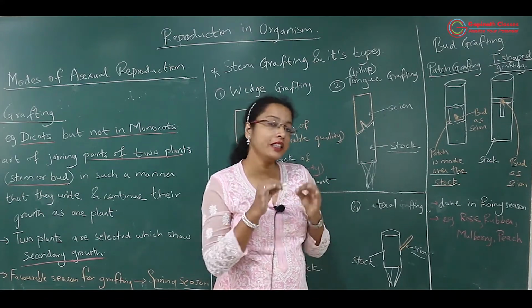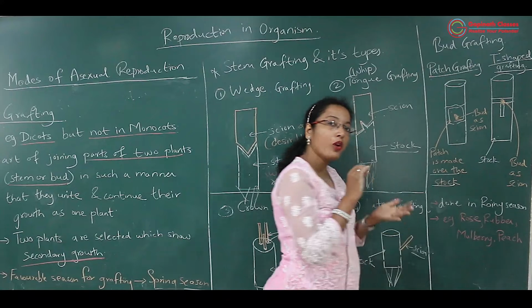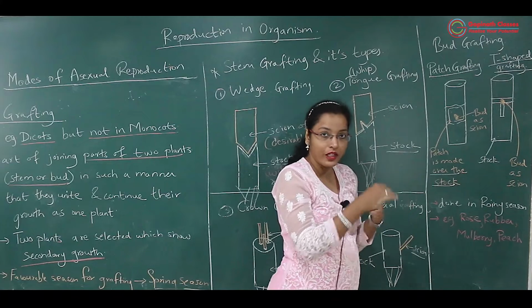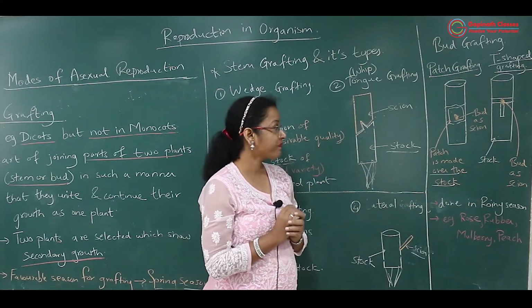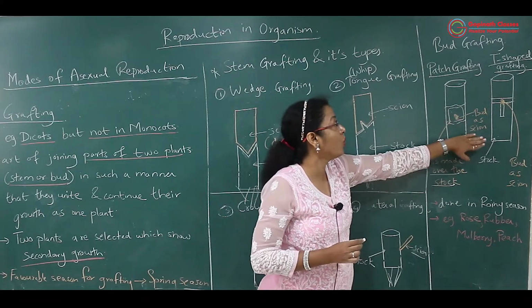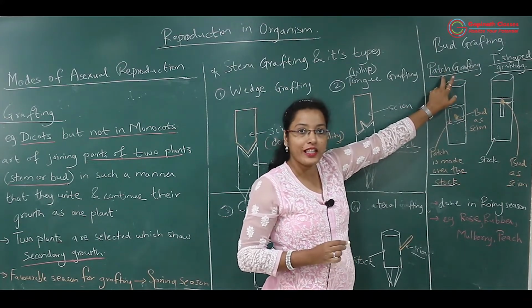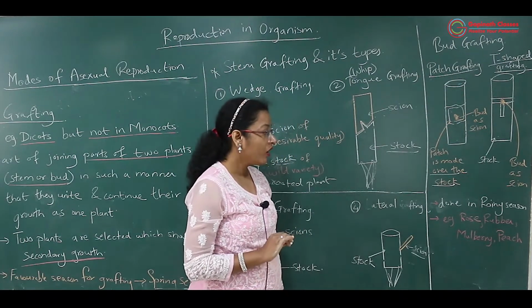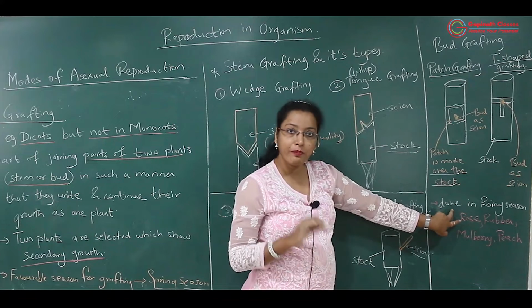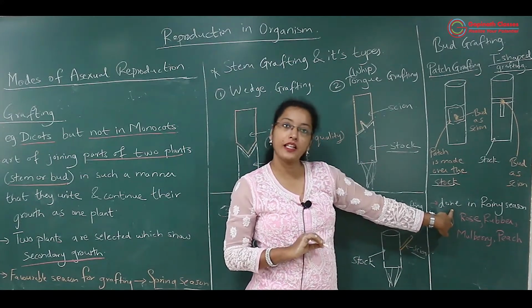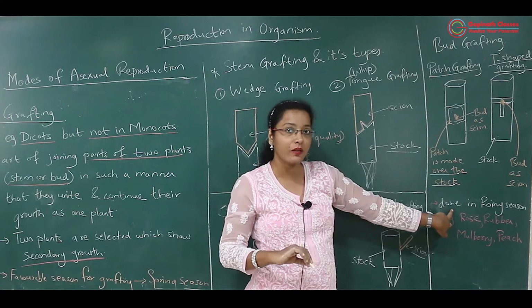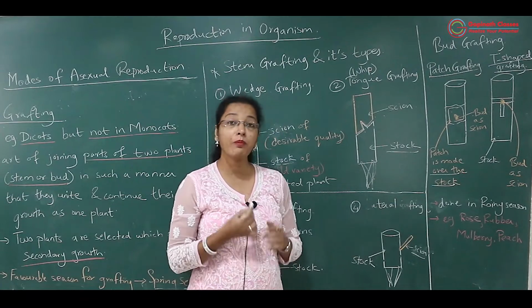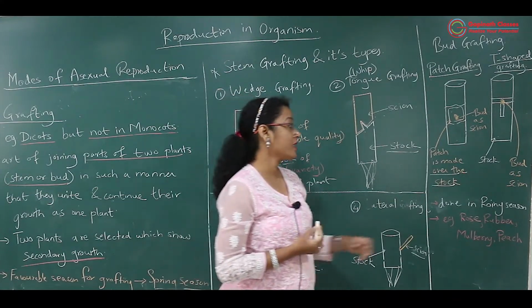Okay, so when the bud is placed over the stalk, again growth hormones are applied and that part is tied properly with the help of a polythene bag. Okay, so out of these two bud grafting types, patch grafting is the more common type of grafting as compared to T-shaped grafting. Okay, so the preferable season for bud grafting is the rainy season. No doubt in the spring season grafting is done, generally stem grafting as well as bud grafting, but the more favorable season for bud grafting is the rainy season.